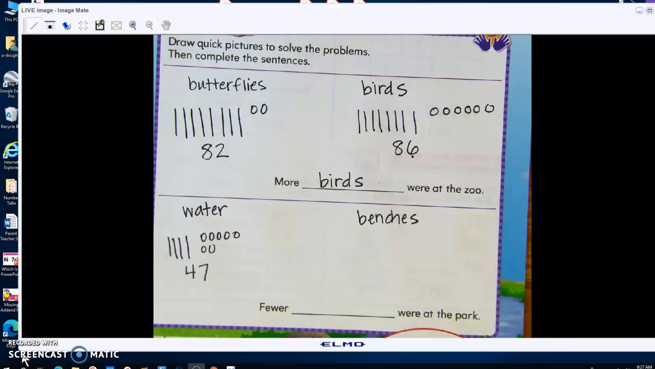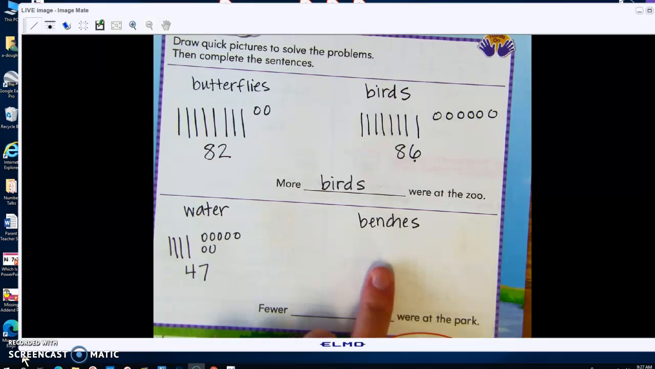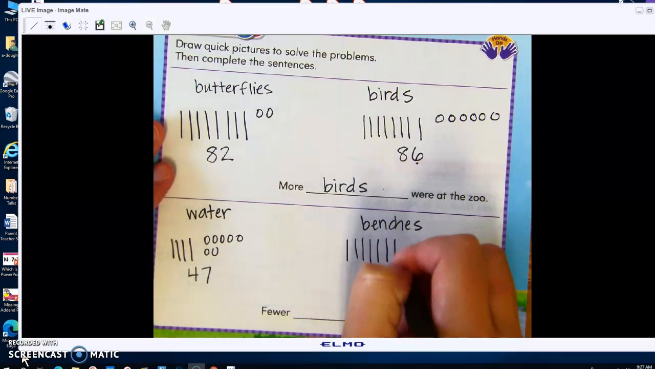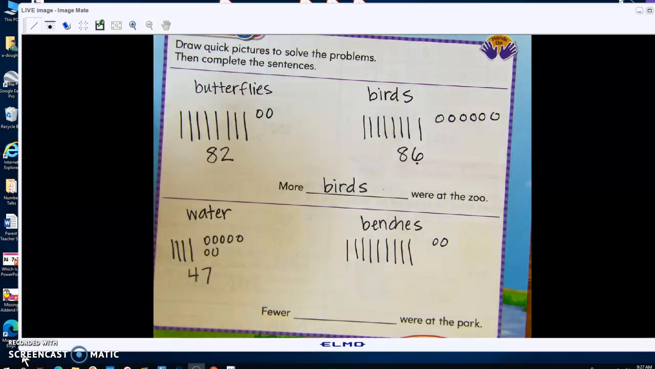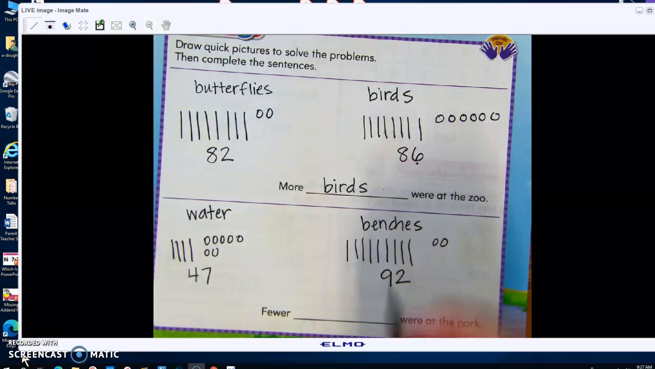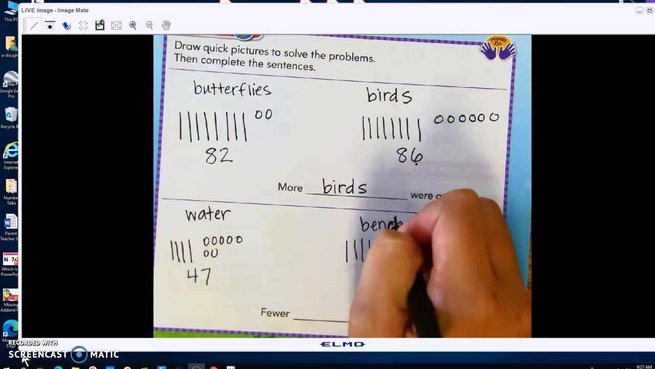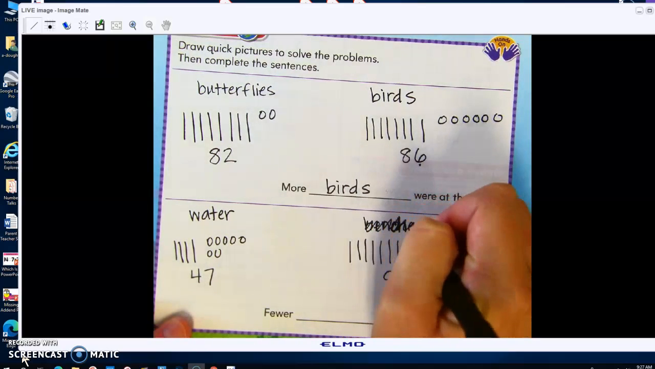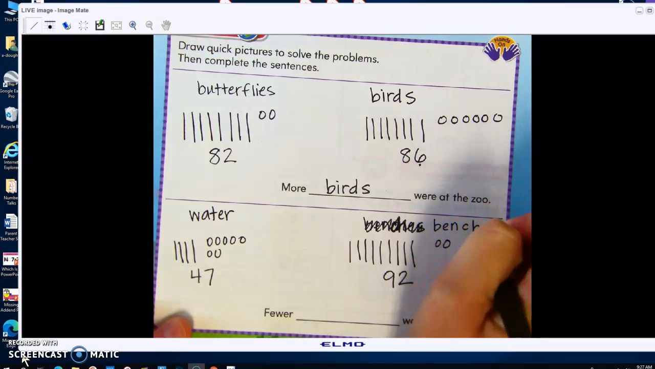And then there are 92 benches. So draw 92 for benches. 92, that's big. It's almost 100. That's a C there. That looks like a D. B-E-N-C-H-E-S. I can't erase because it's a pencil. I'll rewrite it. B-E-N-C-H-E-S.